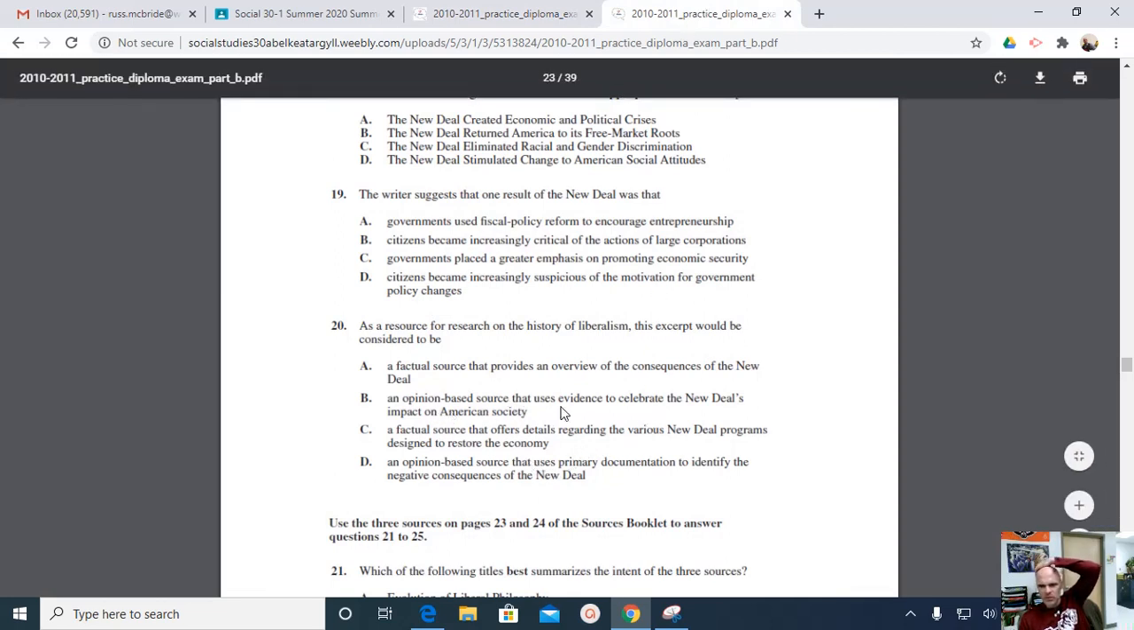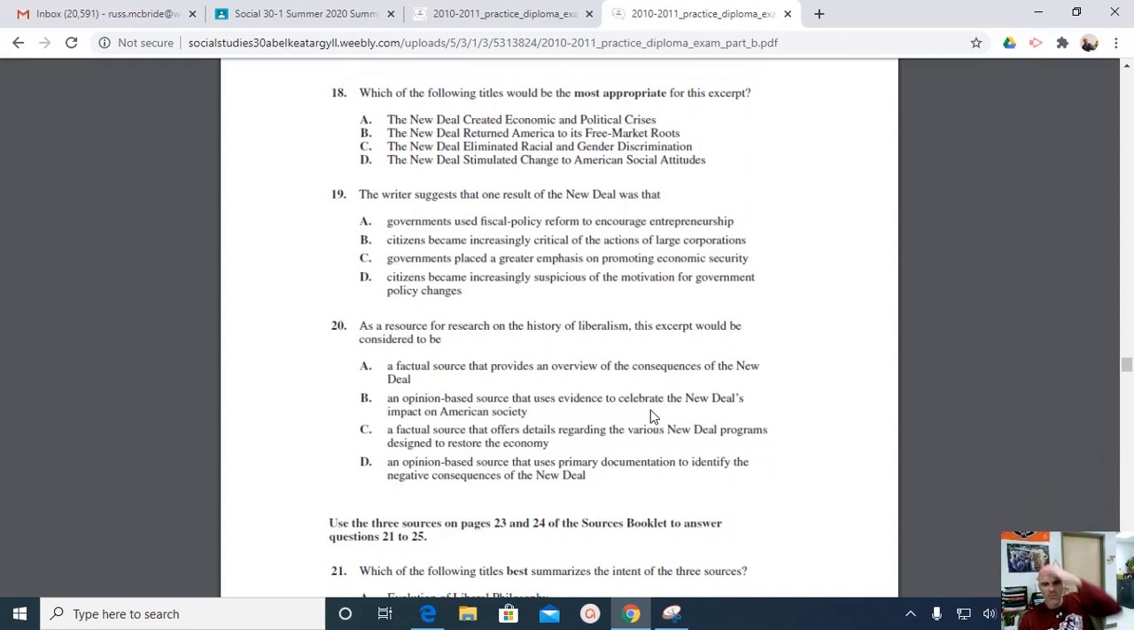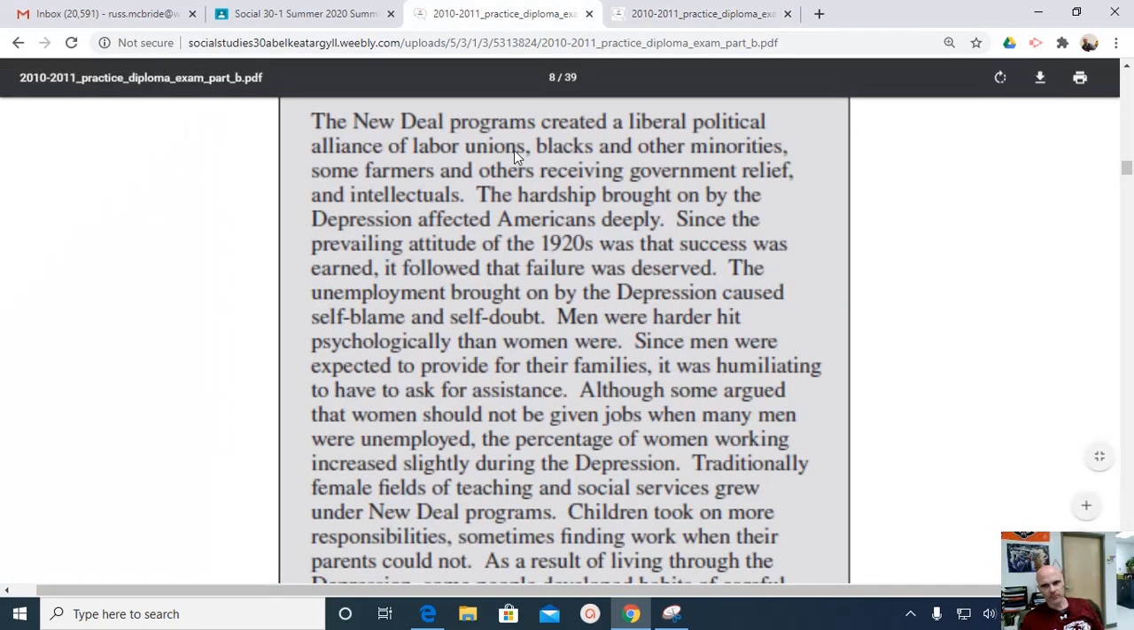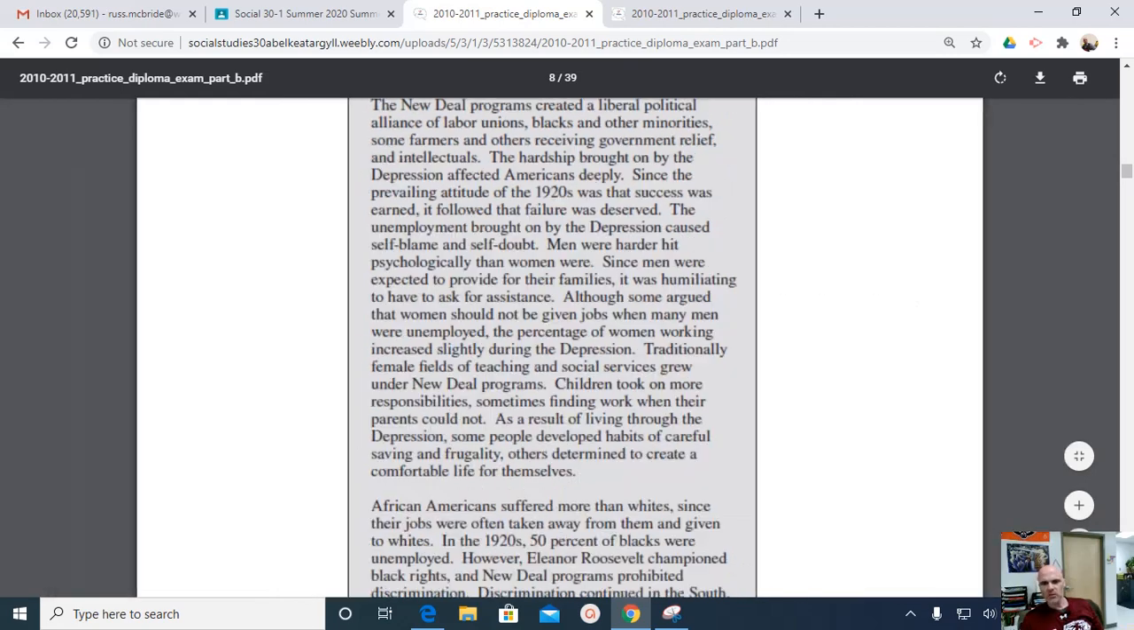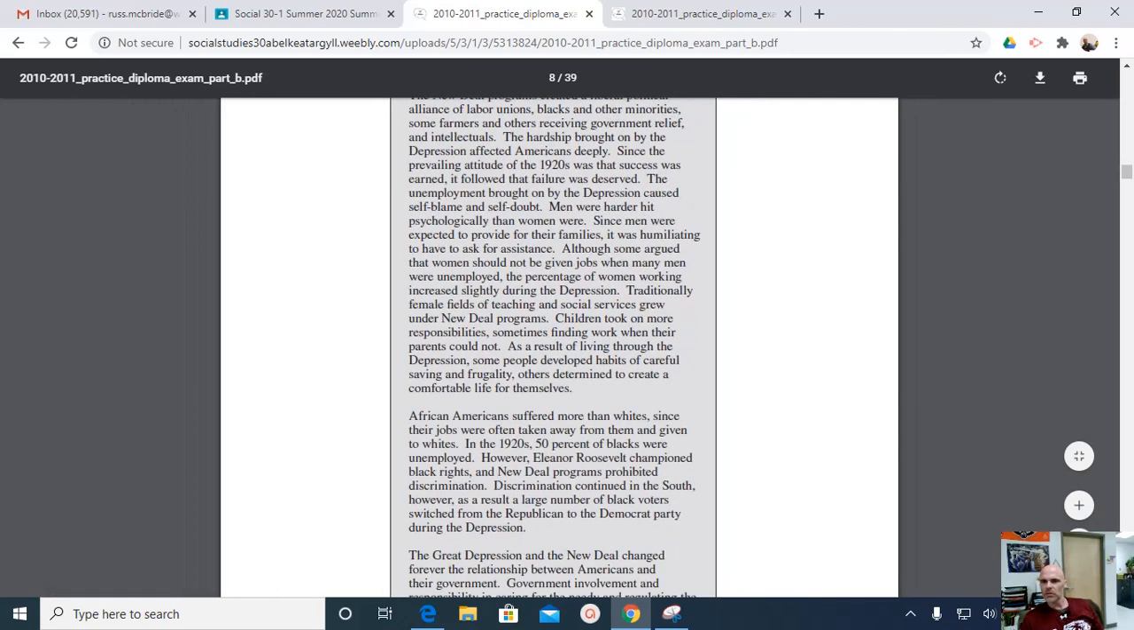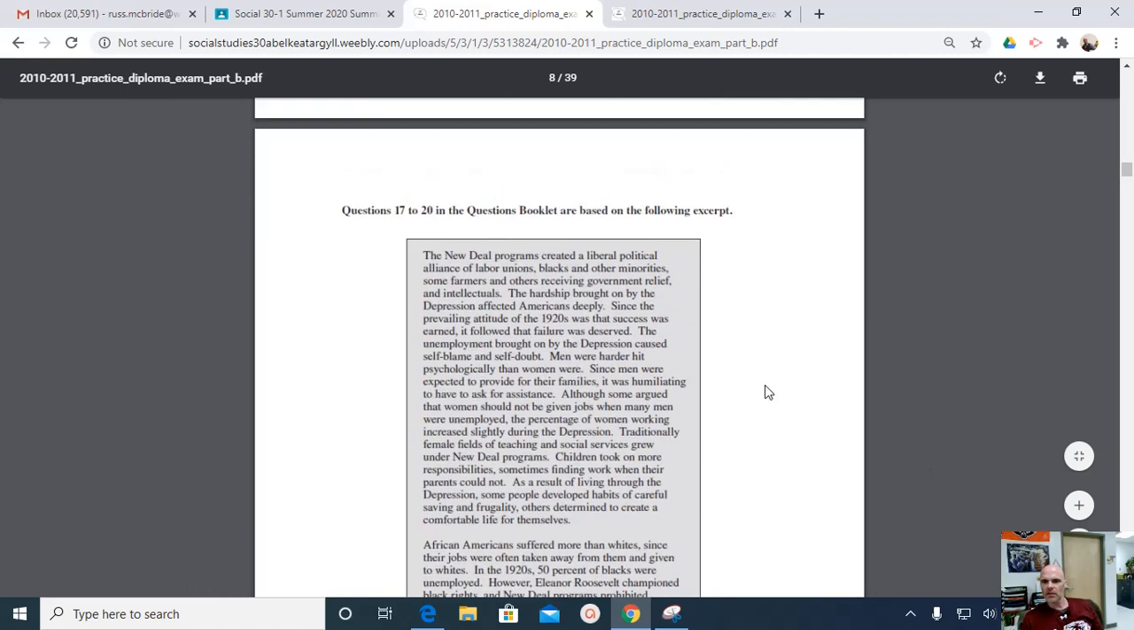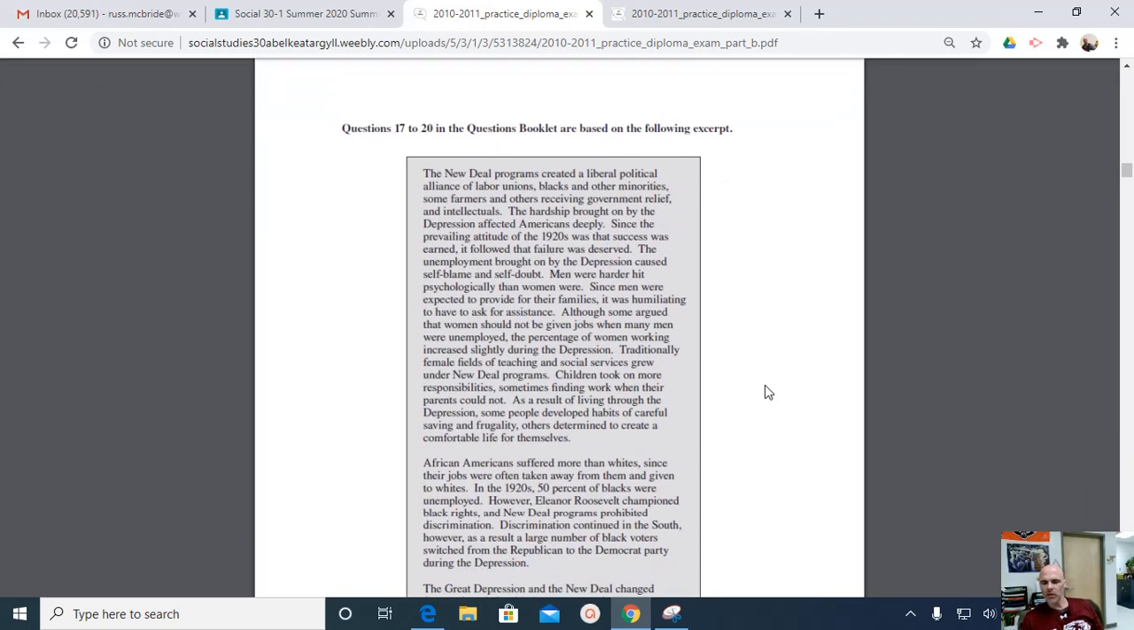An opinion-based source that uses evidence to celebrate the New Deal's impact. So, is it opinion-based, or a factual source that provides an overview of the consequences? Is it, hey, let's celebrate the New Deal? Or is it, hey, this is what happens because of the New Deal? This is one that I do believe a number of students have gotten wrong in the past. So read it over, think about it, pause me.